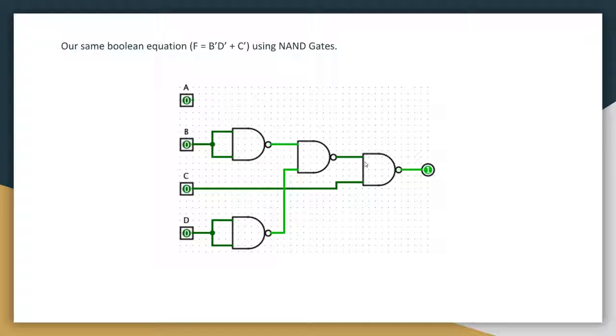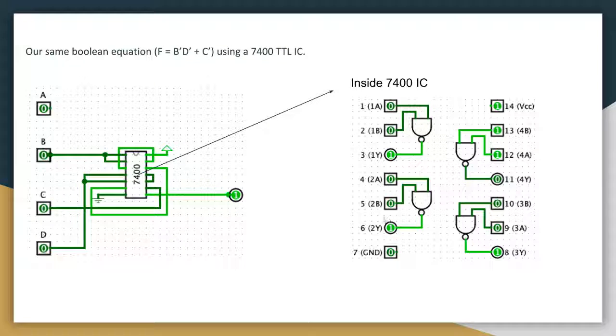But there's also a second way to graph this equation using only AND gates. And you can do this also using just one of the AND gate integrated circuits.